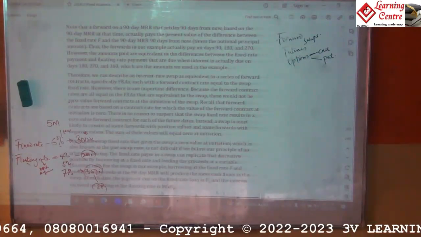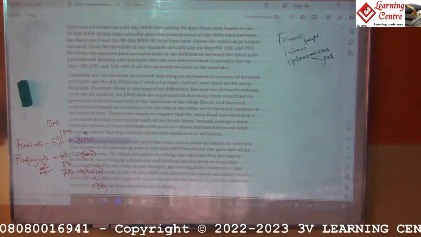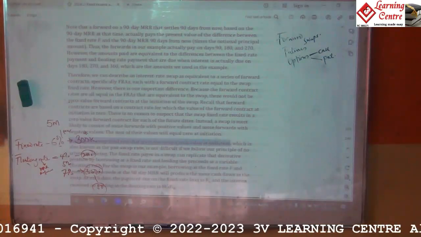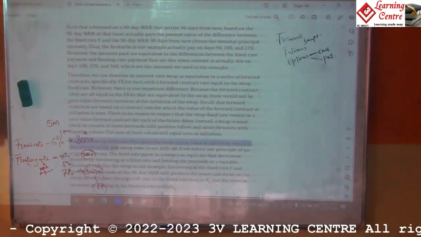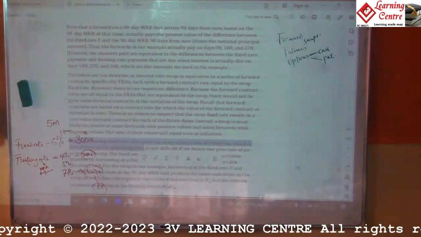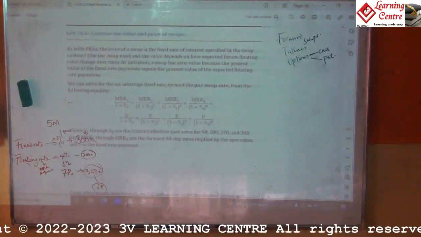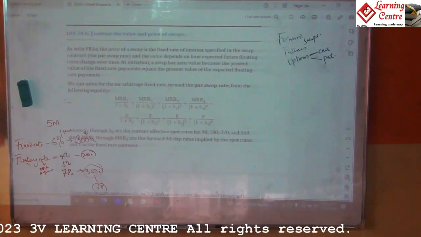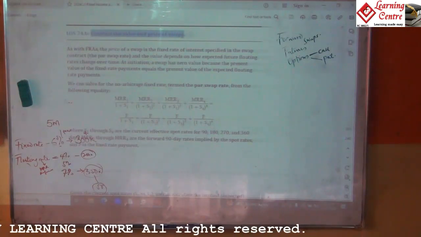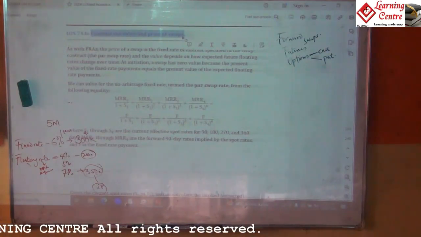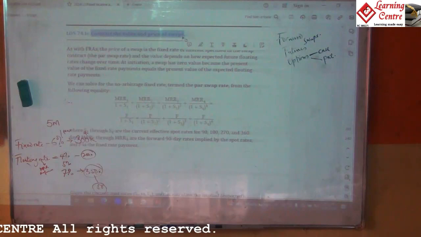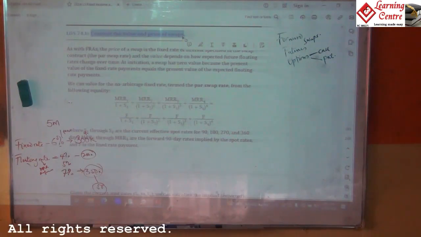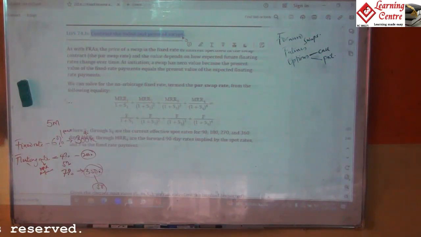Okay? Finding the swap fixed rate that gives the swap a 0 value at initiation is what is known as the par swap rate. Now, contrast in value and price of swaps. So you see how we are moving, everything we are talking about is value and price. We started with value and price for forward. We moved to value and price for futures. Now we're on value and price for swaps.